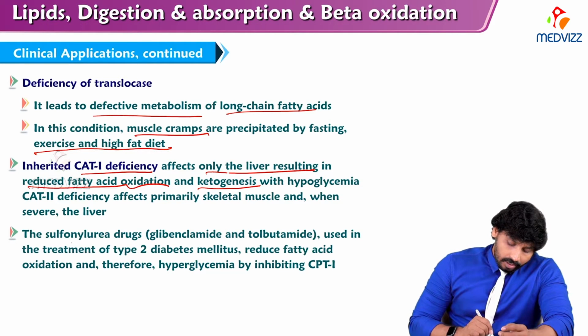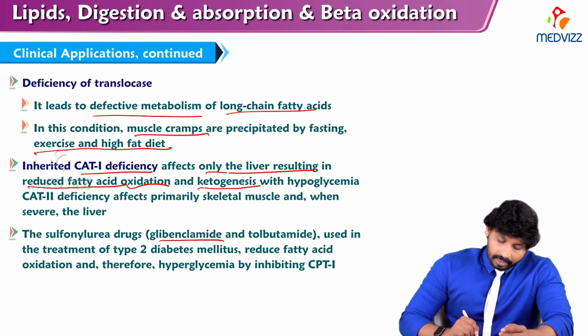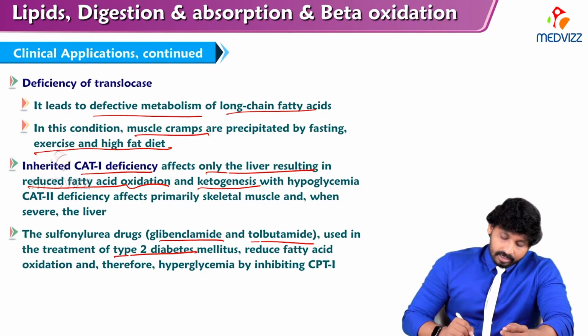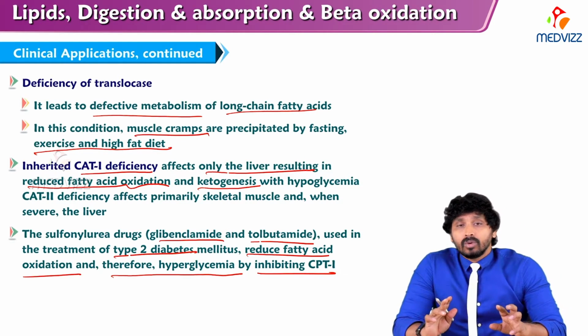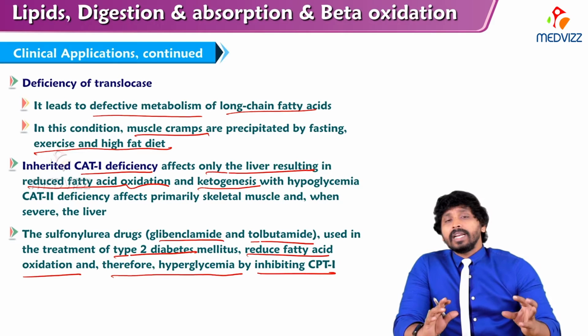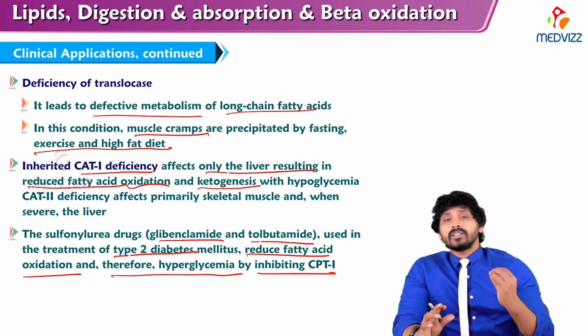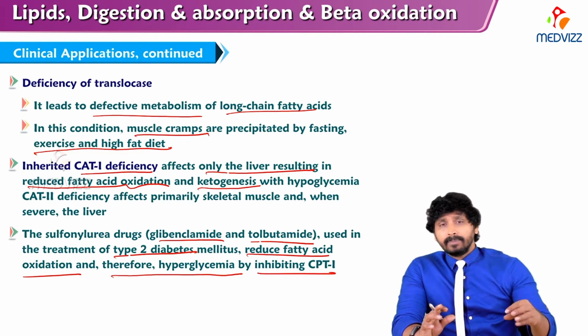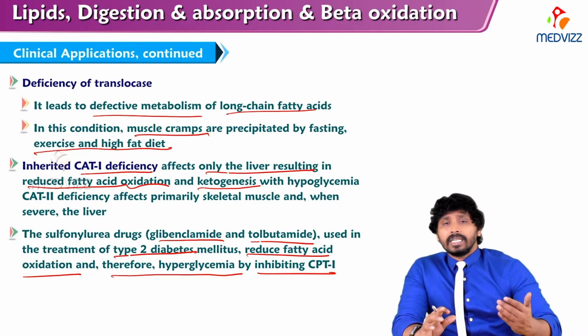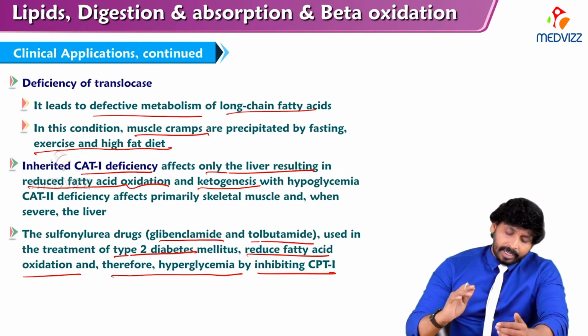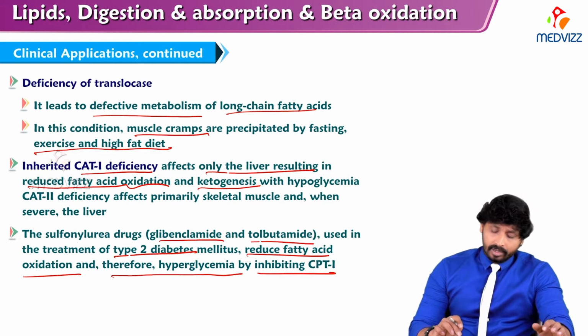The sulfonylurea drugs, glibenclamide and tolbutamide, used in treatment of type 2 diabetes mellitus, reduce fatty acid oxidation and therefore cause hyperglycemia by inhibiting CPT1. So the sulfonylurea drugs are mainly used in treating diabetes. These drugs reduce the beta oxidation of fatty acids, and result in hyperglycemia by inhibiting CPT1. This is a side effect of sulfonylurea drugs.